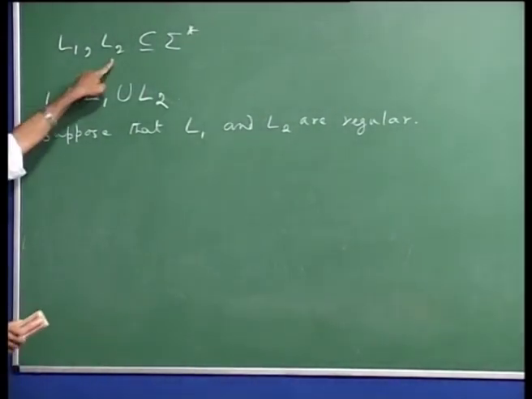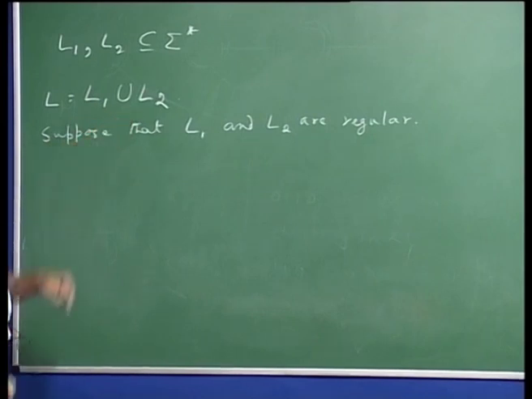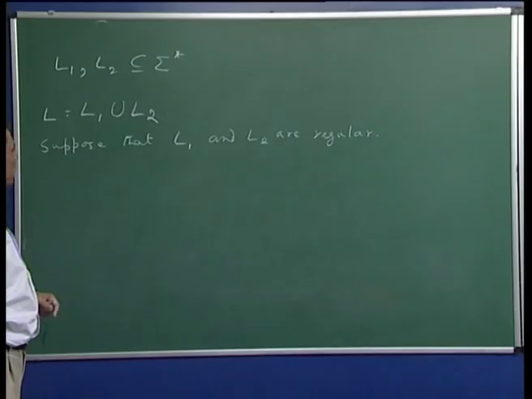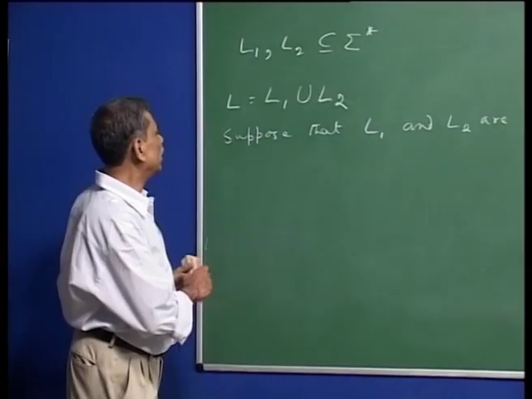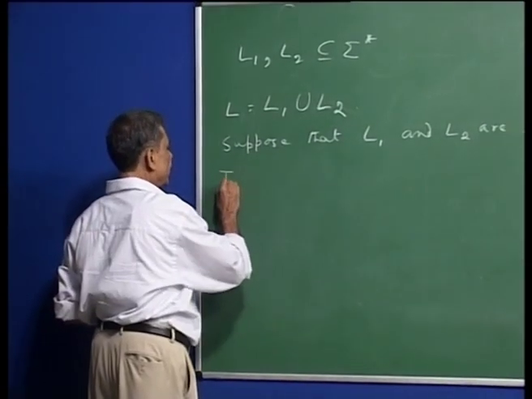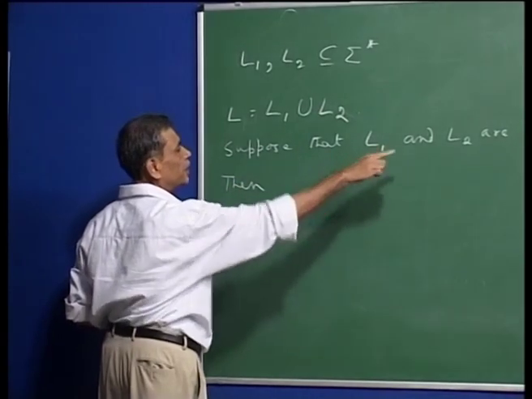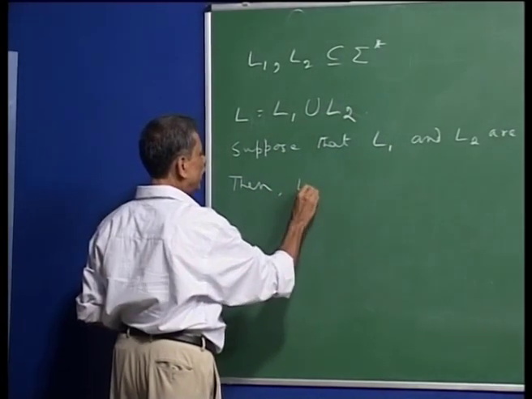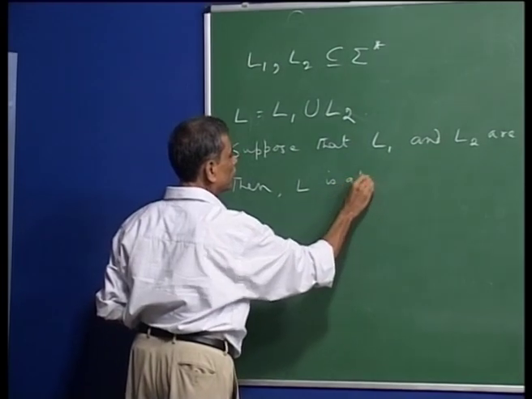So, L1 and L2 are regular, and the new language L is the union of these two languages L1 and L2. What I would like to show is that, suppose L1 and L2 are regular, then L is also regular.